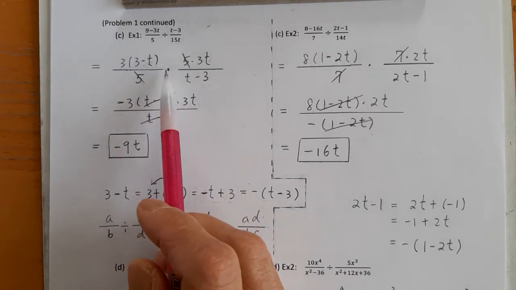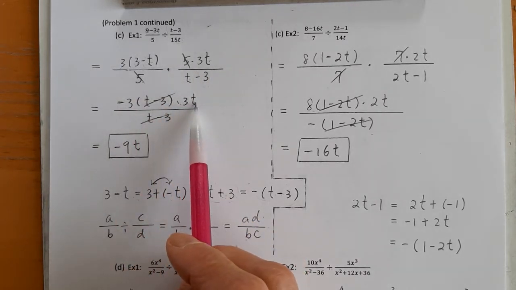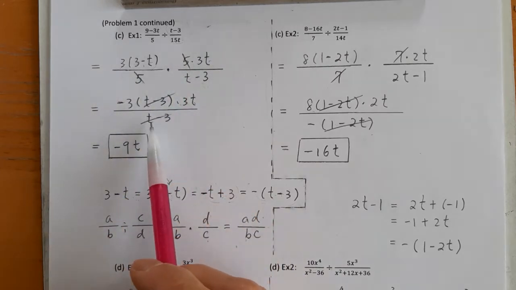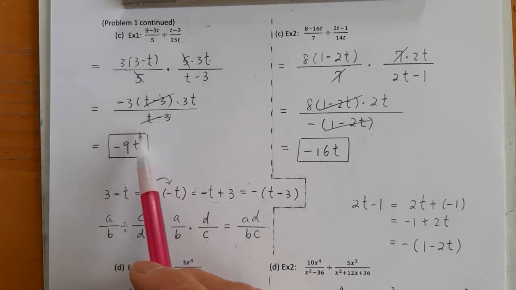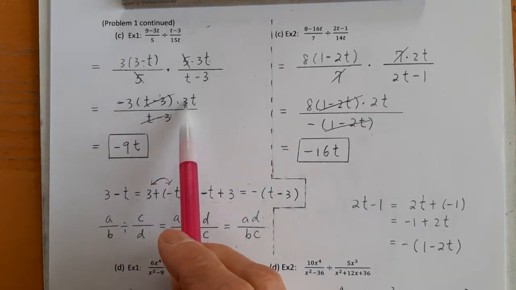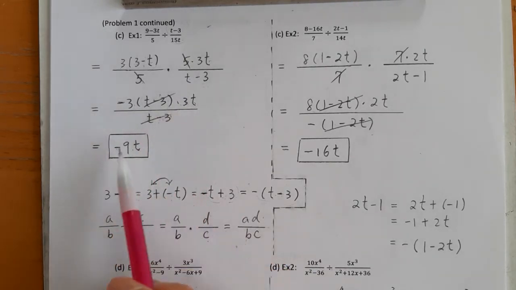And this 5 cancels, and times 3t. Denominator 5 cancels, remaining t minus 3. And then the common factor t minus 3 reduces, cancels. And negative 3 times 3t is negative 9t.